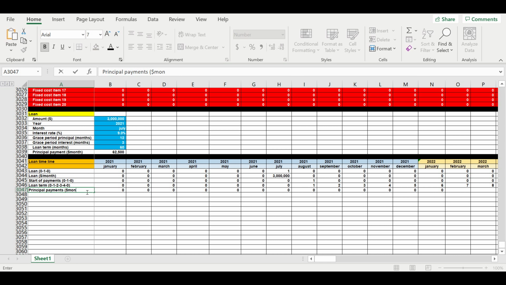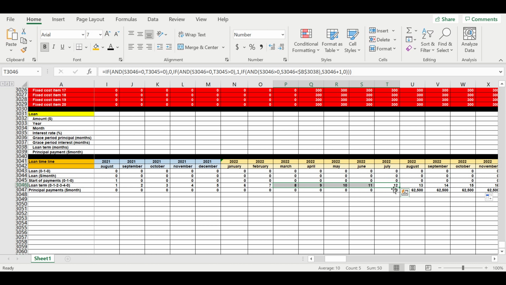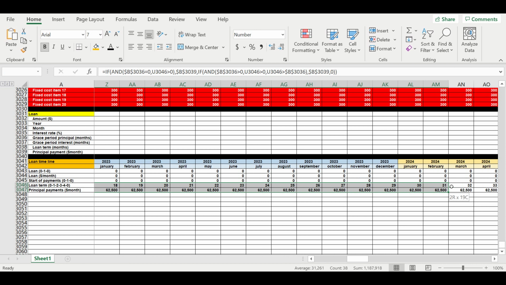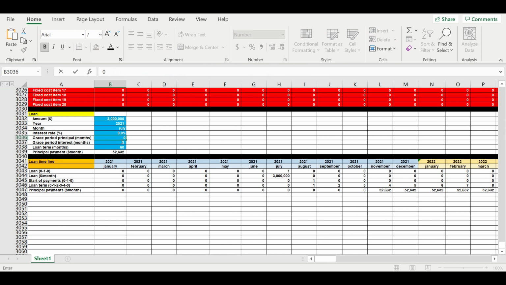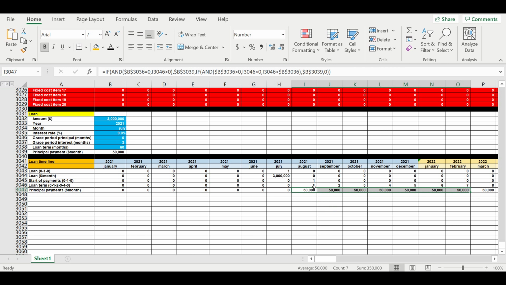So here we can see when the grace period for principal payments is over, 12 months, we start principal payments. If this period is equal to 3 months, then we start payments. If this period is zero, we start payments right on the first month.